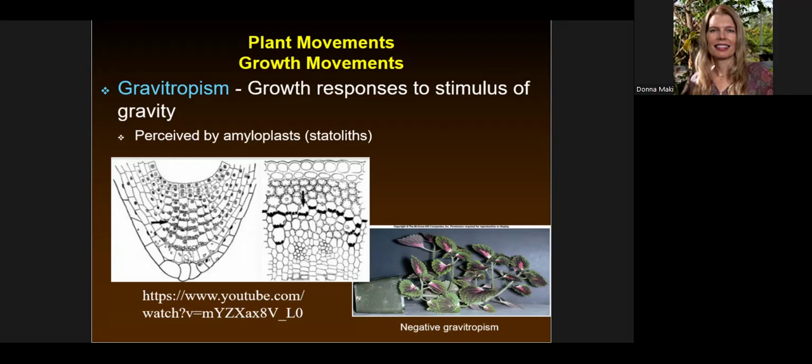Here, this is negative gravitropism. If you lay a plant on its side like that in a pot, pretty quickly it starts to grow up because it's trying to fight gravity. It does not want to be laying on the ground.